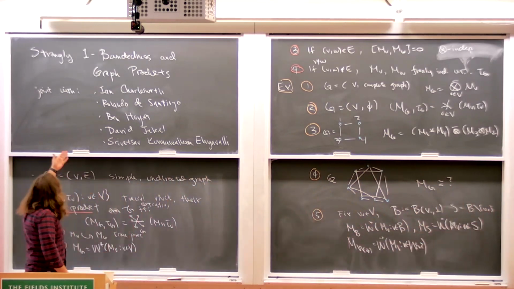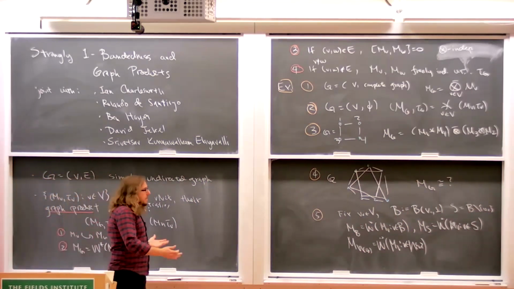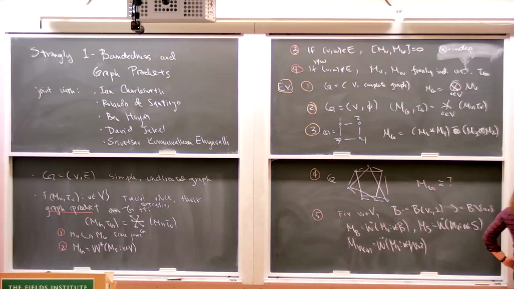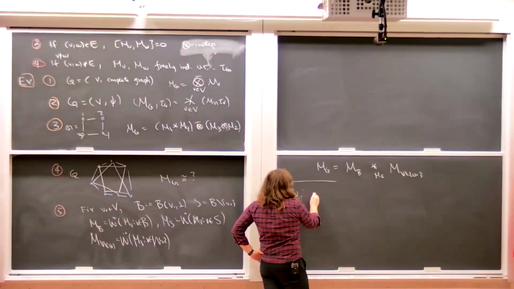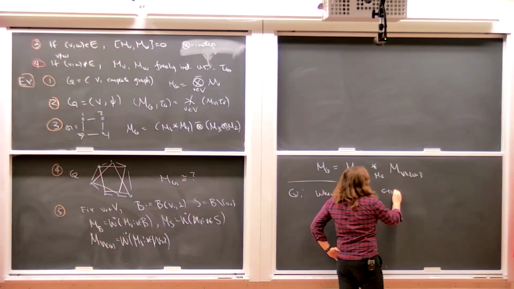So okay, in the work with my collaborators, the question we're interested in is, when does strong one-boundedness show up in the context of these graph algebras? So when is M_G strongly one-bounded?